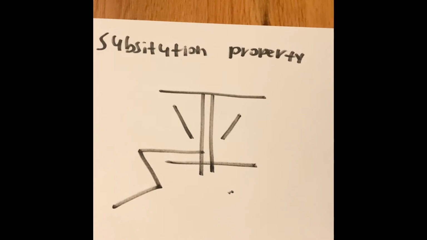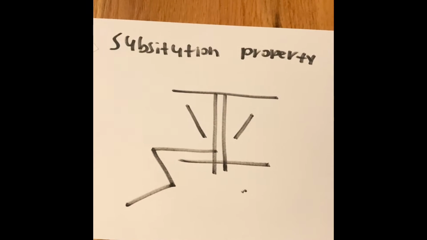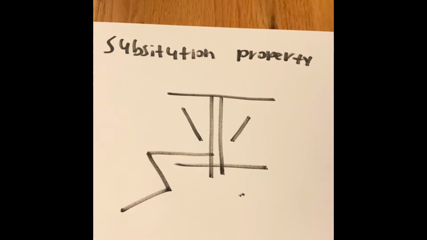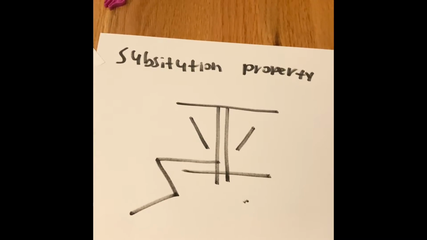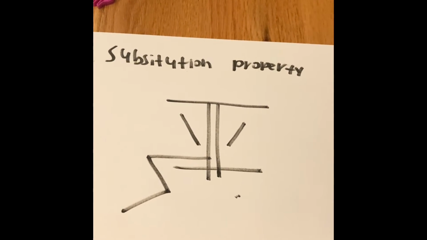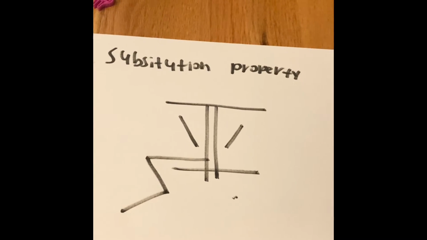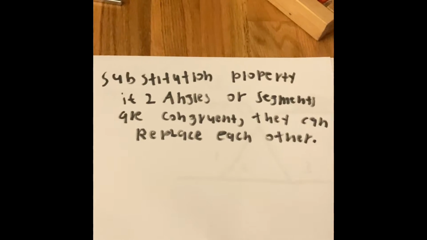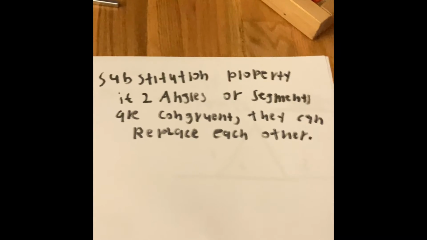So, in this video, we're going to learn about the substitution property, because if you ever get stuck on your next math proof, then the substitution property will open you to new strategies and help you find your answer. So, what is the substitution property? Well, if two angles or segments are congruent, then they can replace each other.